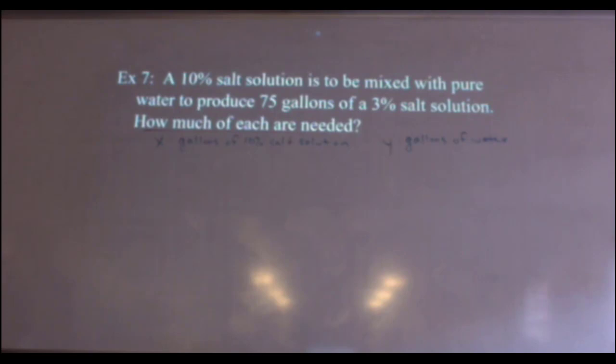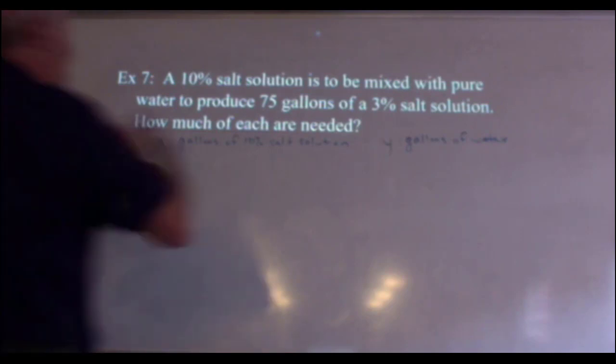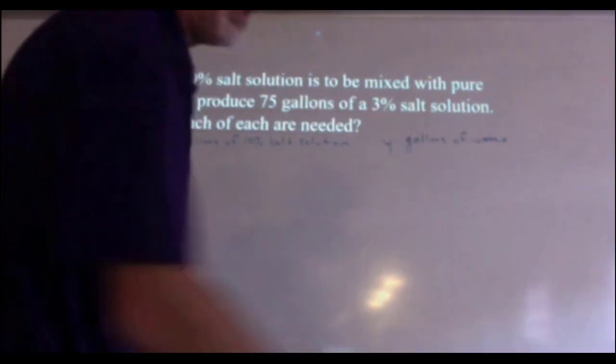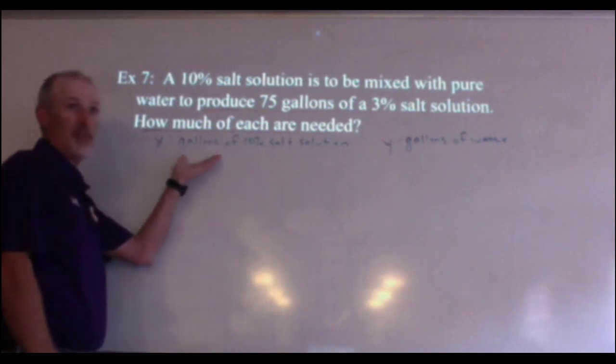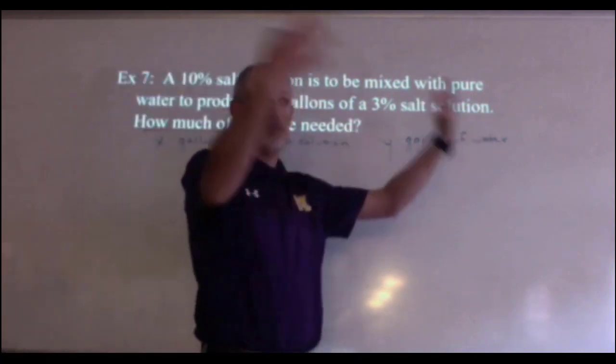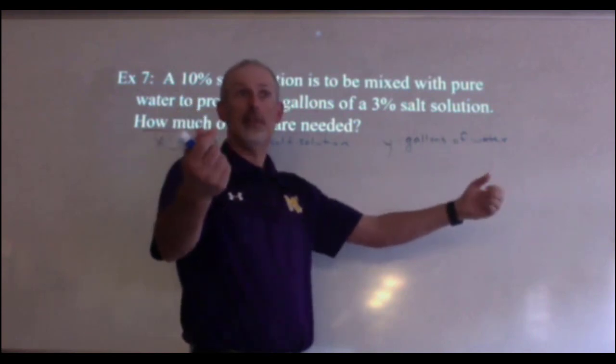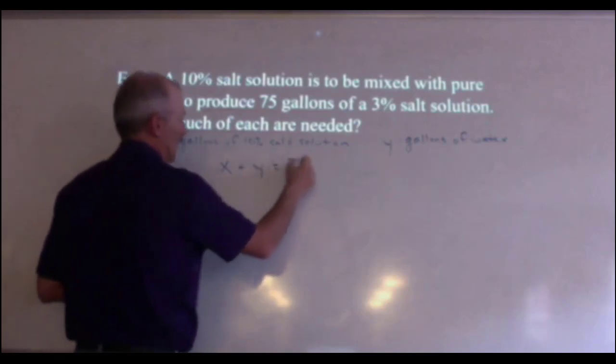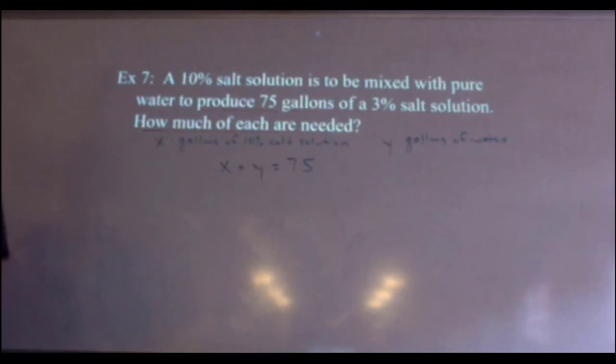I'll give you a hint. A lot of times these deal with the totals. Think about that last problem: we had an equation about the total number of people, and then an equation about the total amount of money. Yeah, the 75. And what is that? The total amount of stuff altogether, right? They're going to produce 75 gallons of solution. So when I put the gallons of the 10% solution together with the gallons of the water, the total is supposed to be 75. So there's our X plus Y equals 75 gallons. Does that make sense?